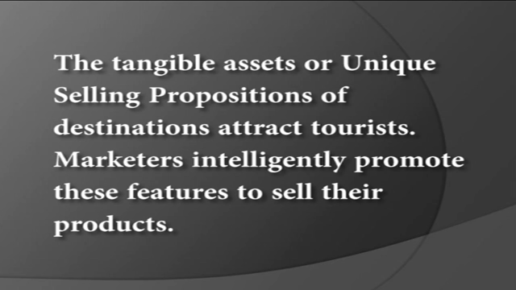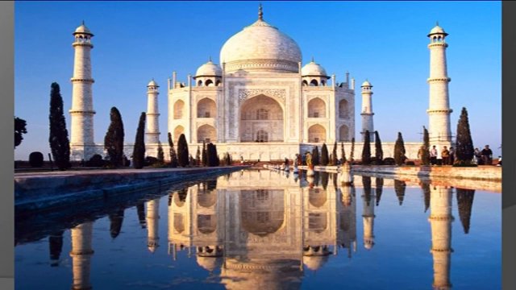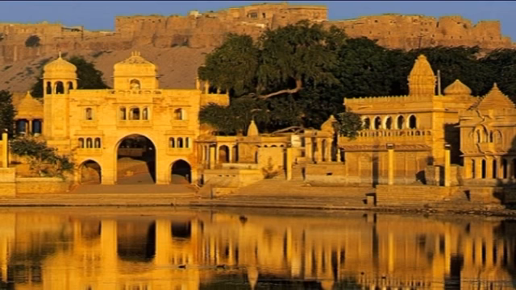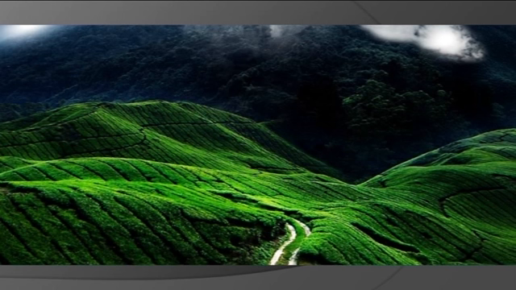The tangible assets or unique selling propositions of a destination attract tourists. Marketers intelligently promote these features to sell their products. These can be the physiography, heritage sites, ecosystems, monuments, etc. The Himalayas, Jog Falls, Hampi, Jaisalmer Golden Fort, the Nilgiri forest, etc. are some of the tangible assets which make up a destination as a product.